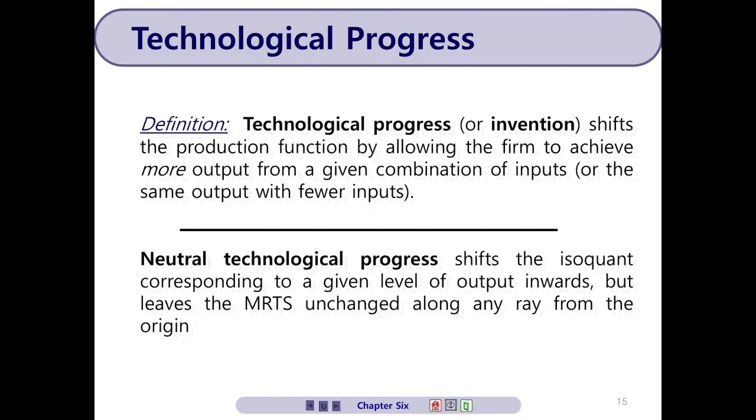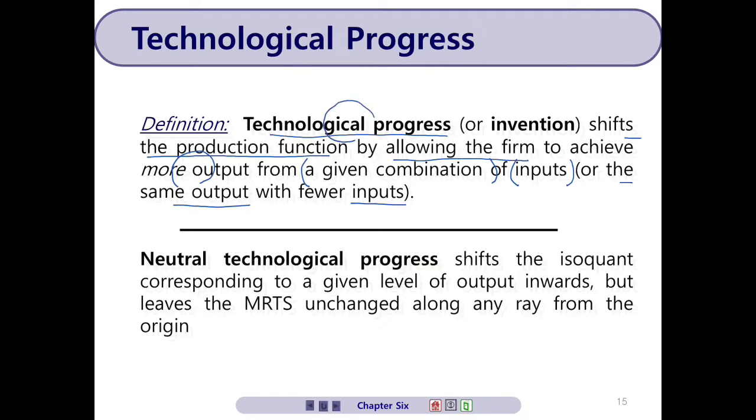So now here I'm going to talk about technological progress. First, the definition: technological progress shifts the production function by allowing the firm to achieve more output from a given combination of inputs, or the same output with fewer inputs.